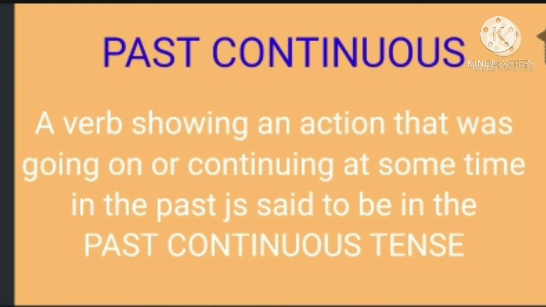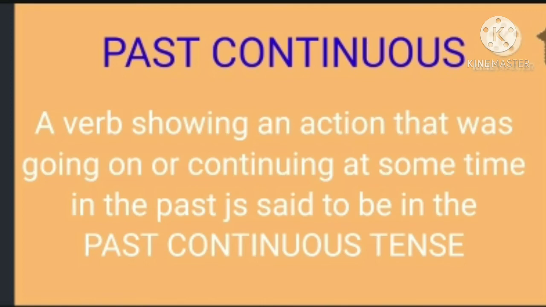A verb showing an action that was going on or continuing at some time in the past is said to be in the past continuous tense. So any action which we are talking about in the past and it was going on in the past, we use the past continuous tense. Now how do we form this sentence in the past continuous tense?